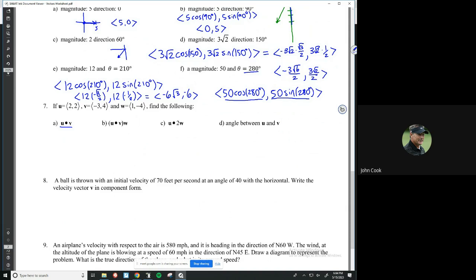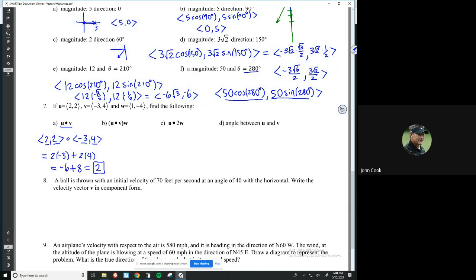If I were to take u dot v, it would be 2 comma 2 dot negative 3 comma 4. And here's how you do dot product. Ready? You take 2 times negative 3, plus 2 times 4. What we get is, instead of a vector, which is something with magnitude and direction, we just get a value with magnitude, which is called a scalar. So we're just going to get a scalar value from this. 2 times negative 3 is negative 6, and then 2 times 4 is 8. So if we add those together, we just get 2. 2 is our dot product of u and v.